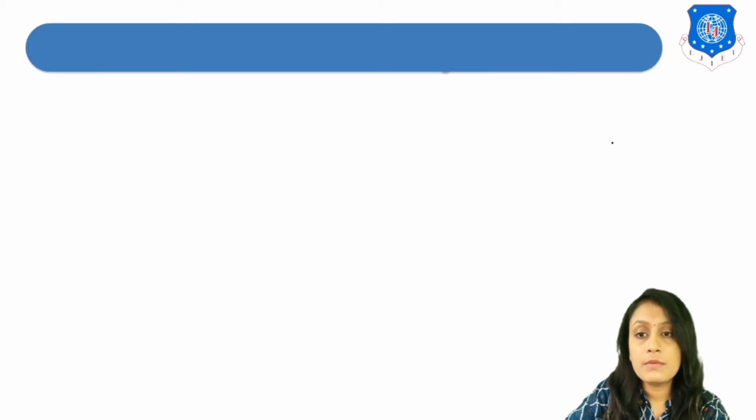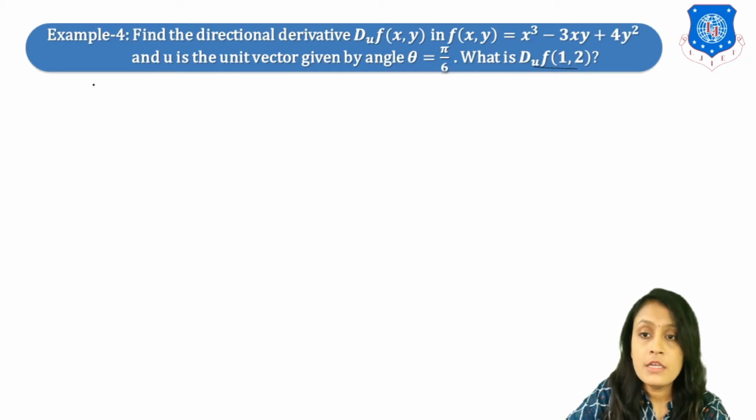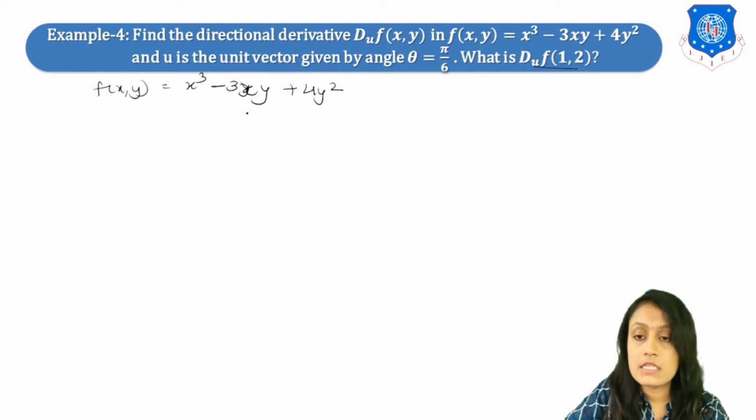Now let's discuss one more example. Find the directional derivative. This is the notation of directional derivative, okay. In the direction u, where the function f(x,y) is given by this, and u is a unit vector given by the angle theta equal to pi by 6, okay. And what is D_u of f at (1, 2)? We have to find this also, okay. So firstly f(x,y) is given, that is x cube minus 3xy plus 4y square, okay. This is given. Now you can see that here we have only two variables, okay.